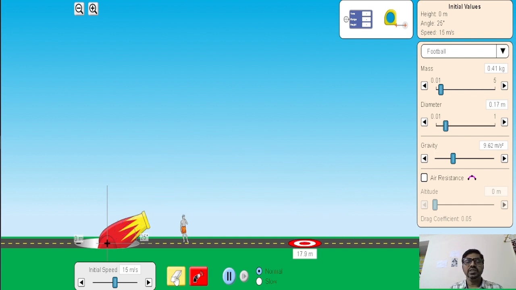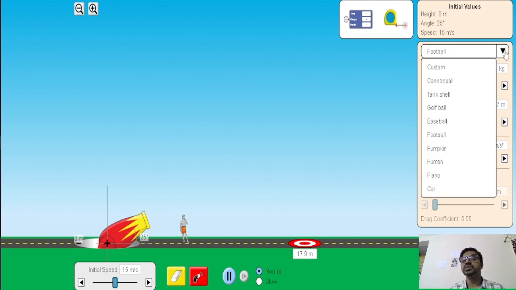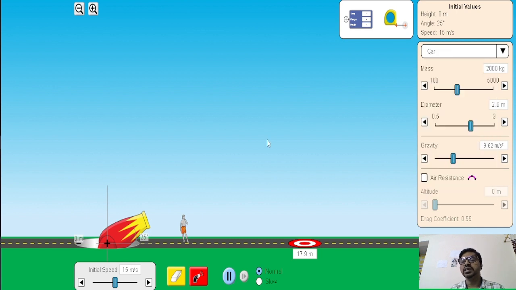You seem to be having the same horizontal range for two different angles. Let's check that. So I'm taking 25 degrees. Probably I'll choose some other object. Let's say a car. I'll take a racing car, 2000 kg mass and all that. Let's project it and see what happens at 25 degrees. So it is falling there, 17.9 meters.